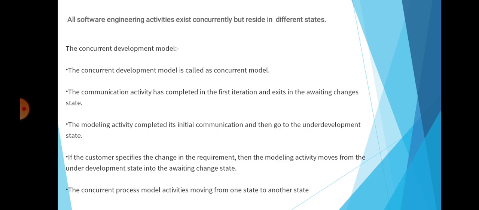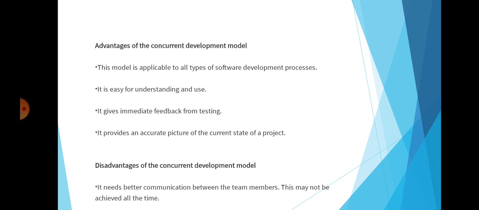The communication activity has been completed in the first iteration, then goes to the awaiting changes state. Then the modeling activity completes the initial communication, then goes to the under development state. And if the customer specifies changed requirements, then the modeling activity moves from the under development state to the awaiting changes state. In the concurrent process model, activities move from one state to another state. This model has some advantages and disadvantages.